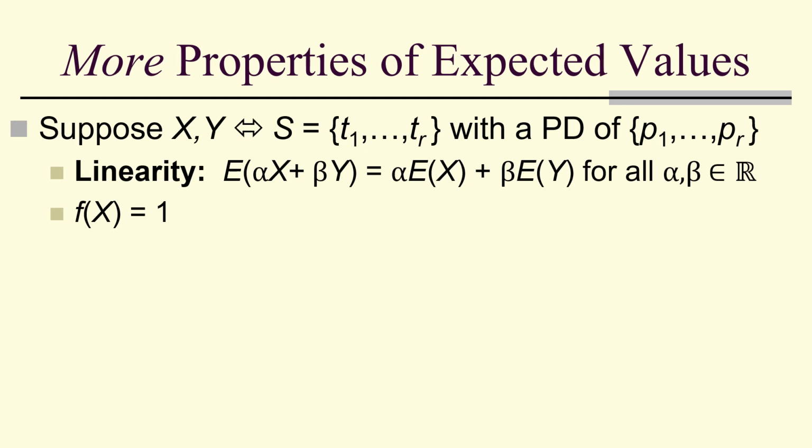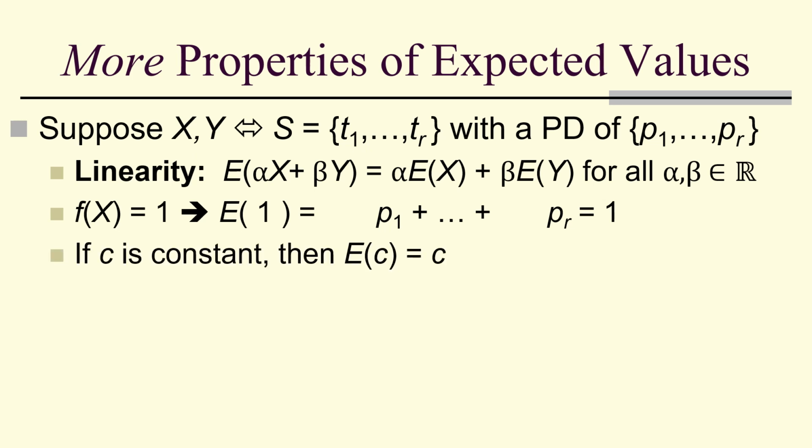Suppose f of x is identically 1. Then we're looking at the expected value of 1, which is f of t1, p1 up to f of tr, pr. But they're all equal to 1, and the sum of the probabilities is 1. So the expected value of just the number 1 is 1. And in general, the expected value of a constant is that constant.